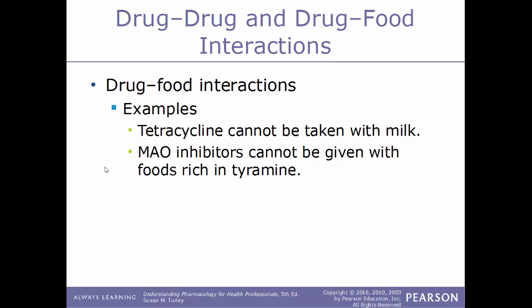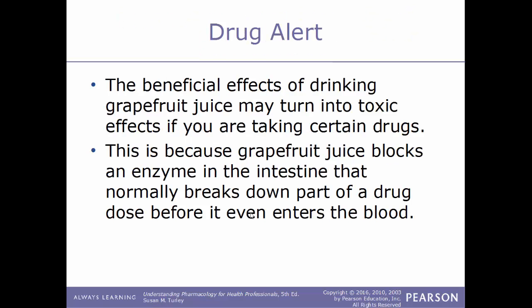See, drug-food interactions. There are many examples of when certain drugs should not be taken with certain types of food. For example, tetracycline cannot be taken with milk. It will not be effective. MAO inhibitors can't be given with foods that are high in tyramine. Taking this type of drug will cause a very serious spike in blood pressure, and it will require emergency treatment. Now move on to a drug alert.